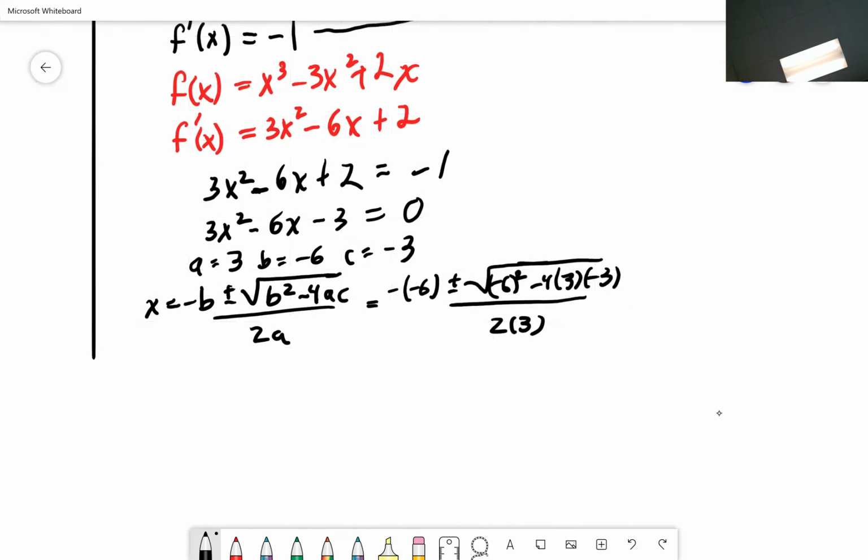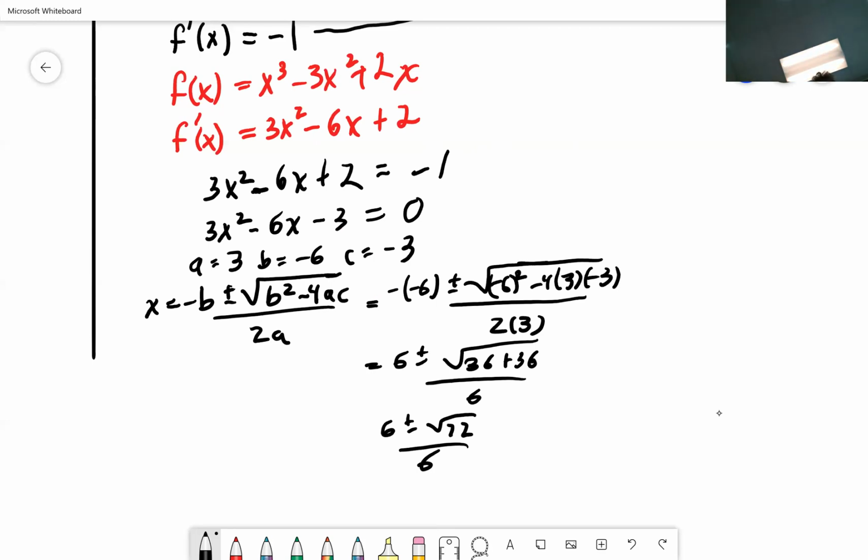And then, of course, you would go ahead, 6 plus or minus the square root of 36. Well, 4 times -1 times 3 is -12, and -12 times -3 is 36. So you end up with this. And then you have 6 plus or minus the square root of 72 over 6. So there's going to be 2 values for x.